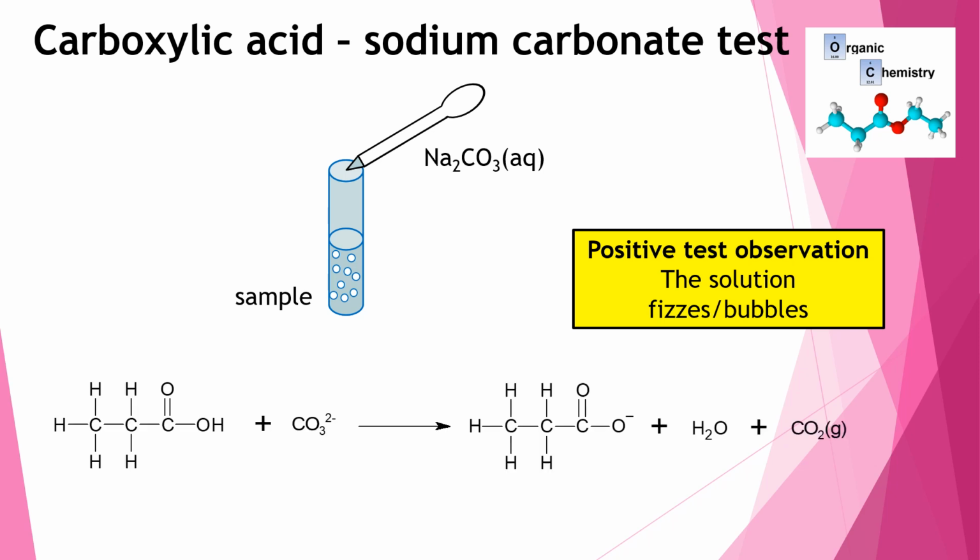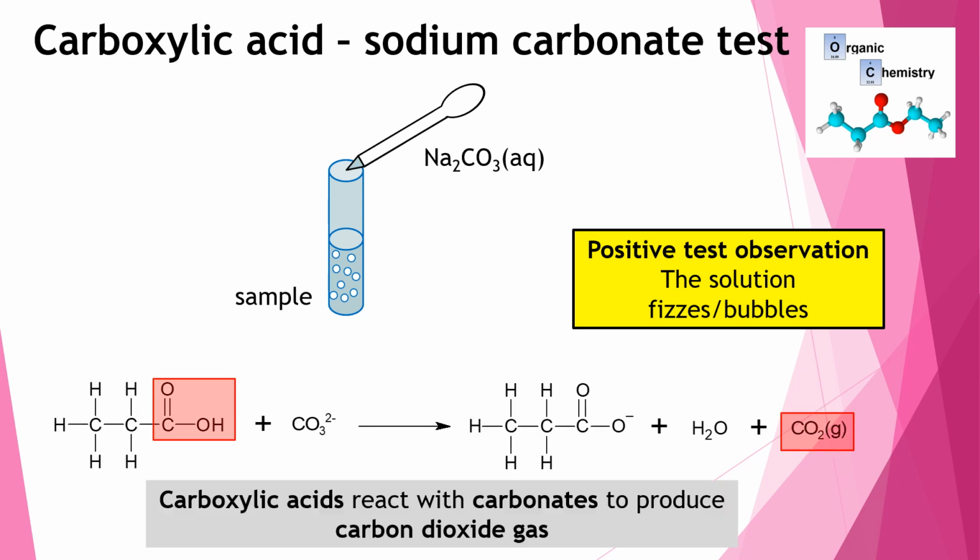carbonate to it. Now what's actually happened here is we've basically just taken an acid and reacted it with a carbonate to produce our salt plus water plus carbon dioxide gas. This reaction here isn't balanced, but it does show what's happening.